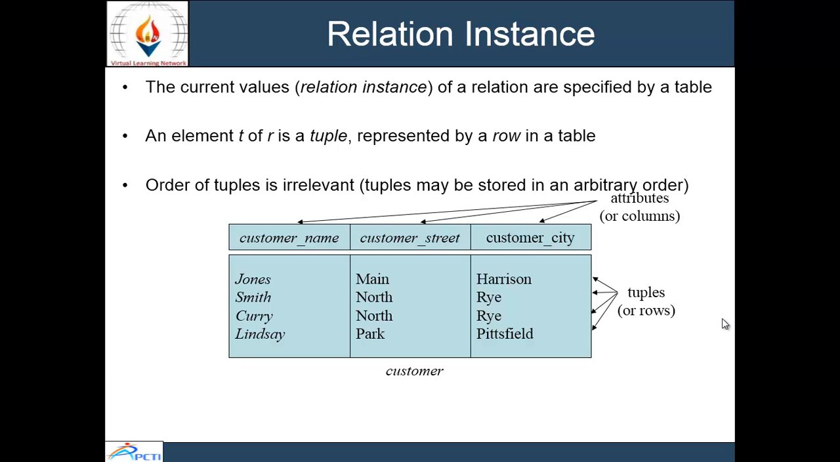Next is relation instance. The current values of a relation are specified by a table. The current values are also known as the relation instance of a relation. Now, these are the field names, or you can say attribute names. These four are tuples, or you can say rows, or records of the particular relation.